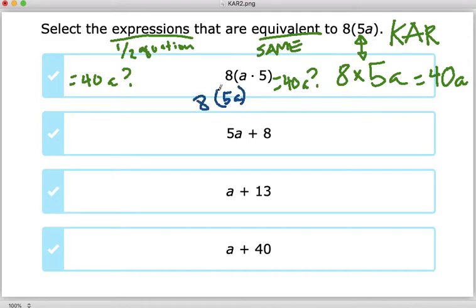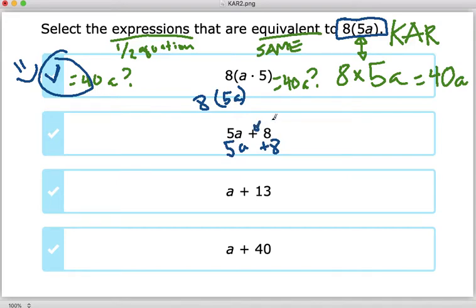And is 8 parentheses 5a the same as this up here? Is it the same as 40a? Yes. So I'm going to come over here and say, absolutely, I'm going to select this. This works. We're happy. Now, what about 5a plus 8? Well, you've got 5a plus 8, and that's not the same as multiplication. And if you remember, you cannot combine a term with a variable with a constant, right? These do not go together. So you have 5a's, you don't have 40.